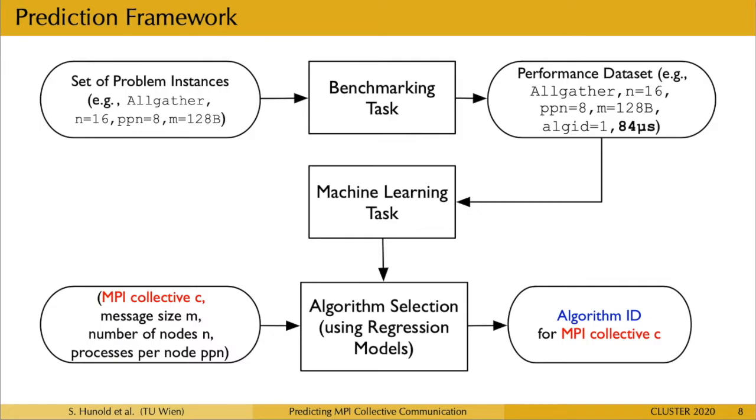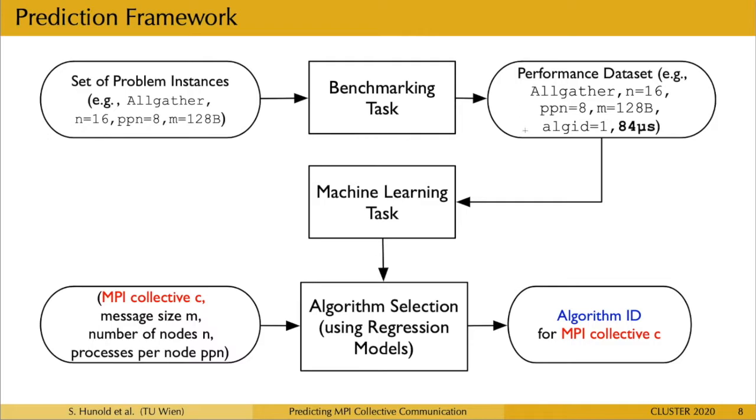Let us show you our approach. This is an overview of the entire prediction framework. It consists basically of three things. First of all, we have some kind of benchmarking task where we define a set of problem instances for which we want to measure their performance. For example, a problem could be how fast can an all-gather be done on 16 compute nodes with 8 processes per node and a message size of 128 bytes. We are going to test this problem instance with the different algorithms that are in there, in OpenMPI for example, and we will generate a performance data set where we have a large table with all the measurements. So we know for all-gather, for that specific call here, algorithm 1 on this machine will have a mean running time of 84 microseconds.